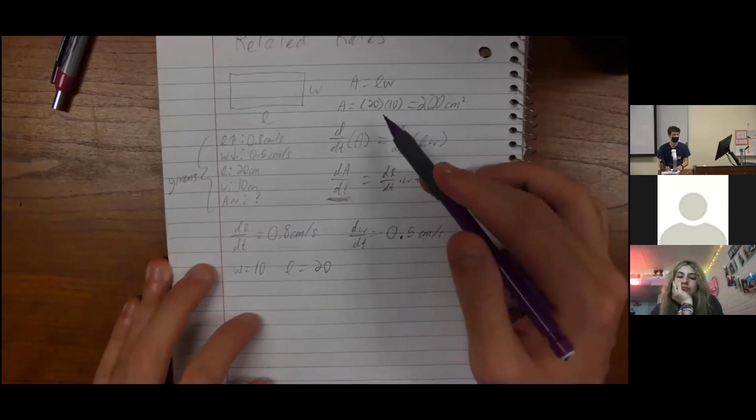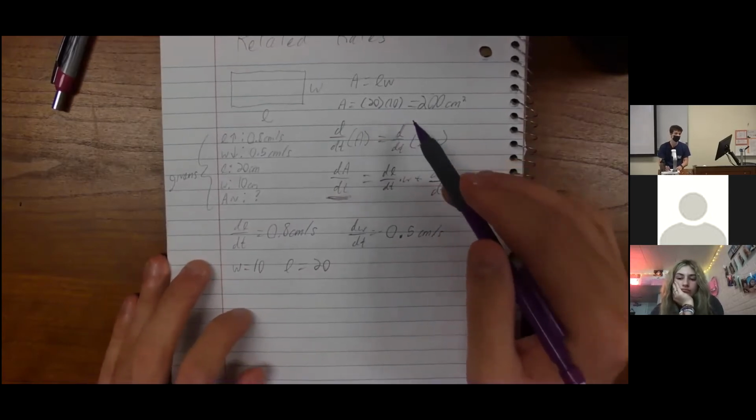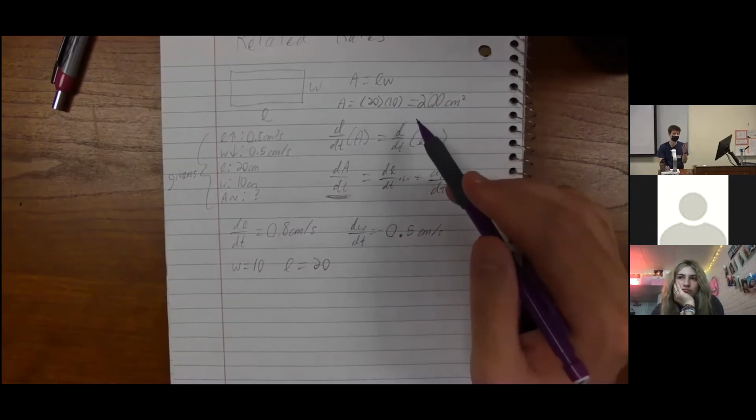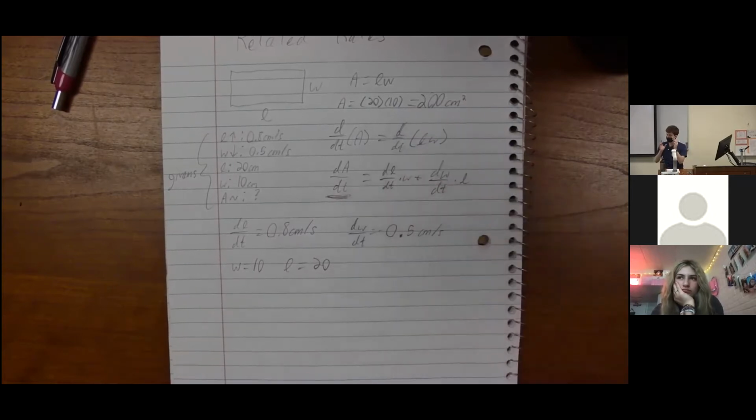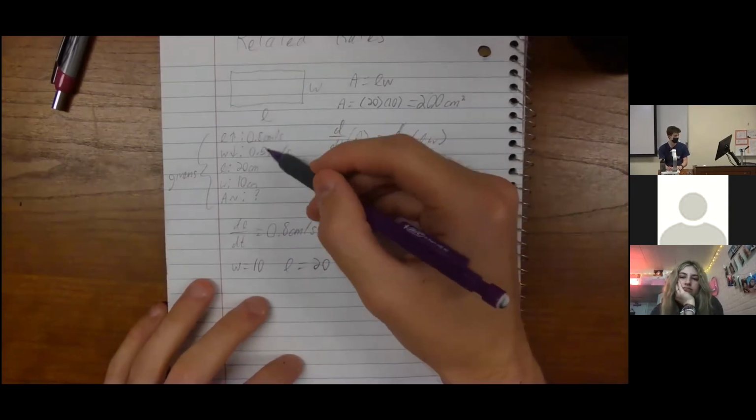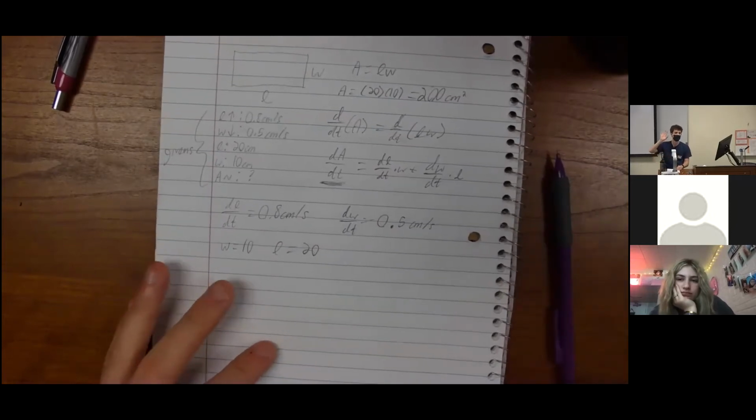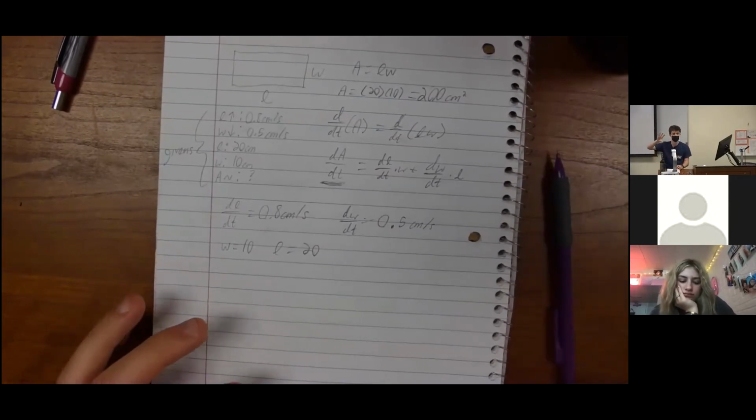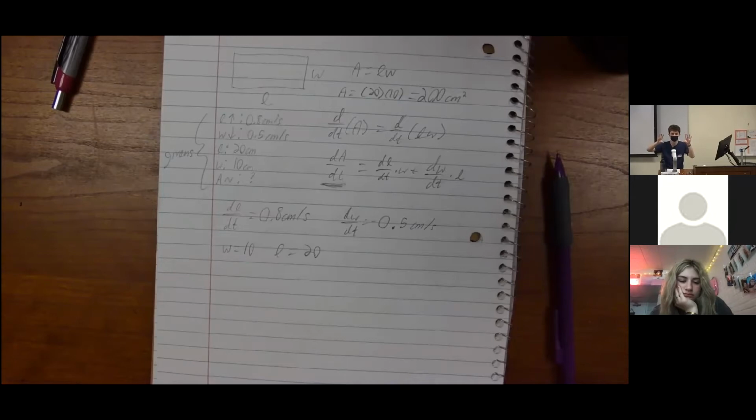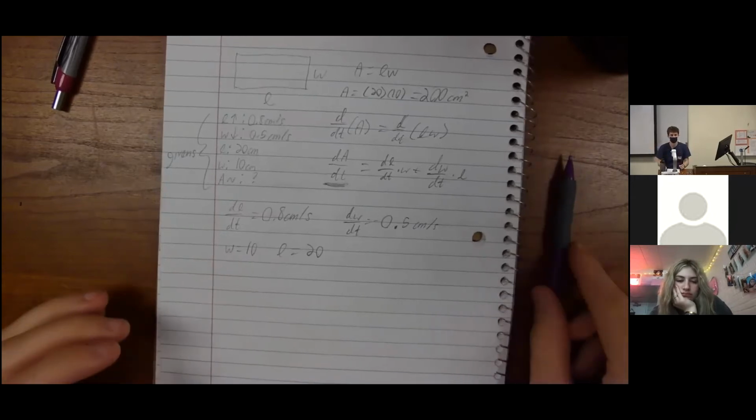I know what A is at this specific time, but we're not looking for what the area is. We're looking for the rate of change of the area at this specific point. Like how is it being changed, given that the length and width are changing like this. So we're trying to relate how the length and width are changing to how the area is changing at the same time.